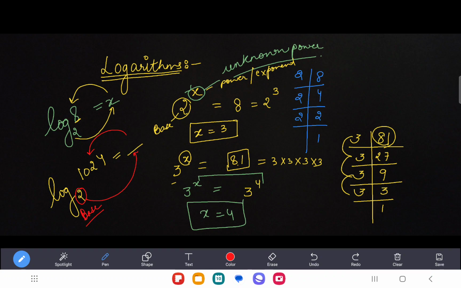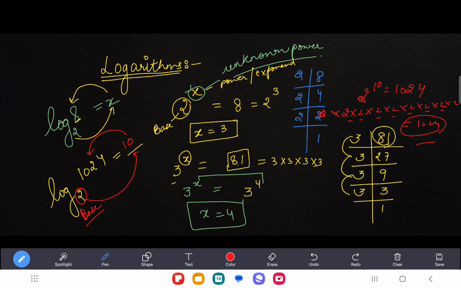So I'm telling you 2 raised to the power 10 is 1024. You can try it out by multiplying 2 times 2 times 2 times 2 times 2, 10 times, and that shall give you 1024. So your answer here shall be 10. Simple, isn't it? You understand the point.